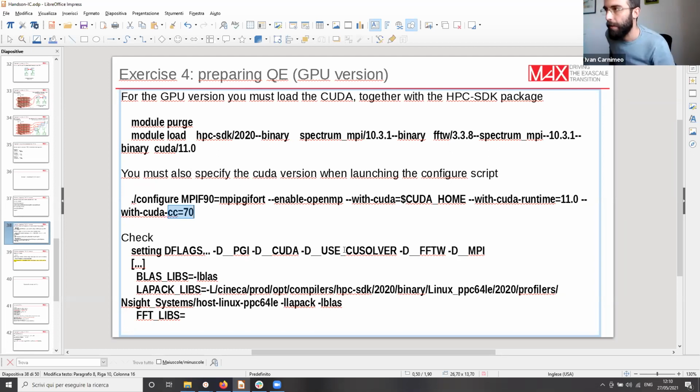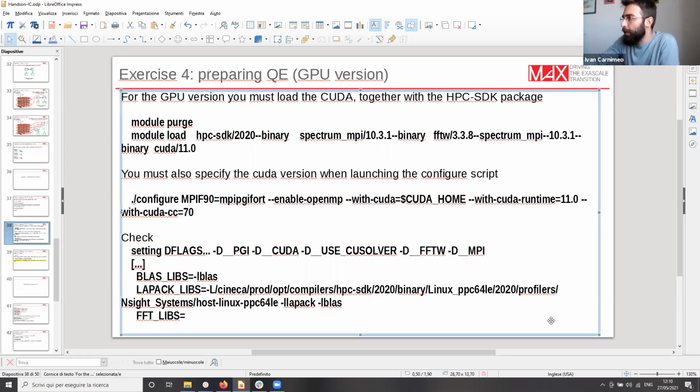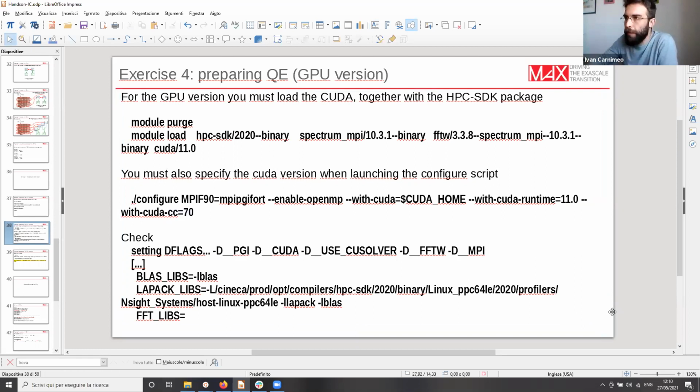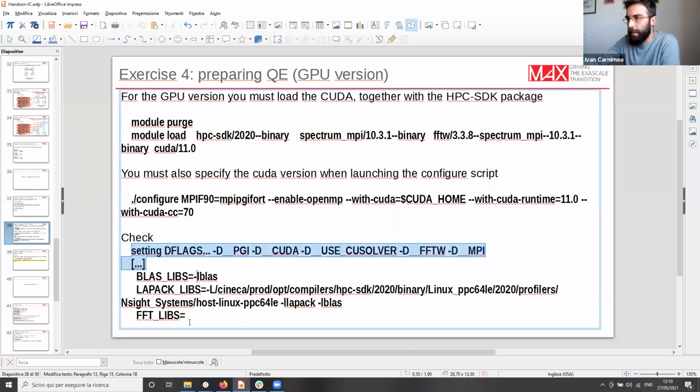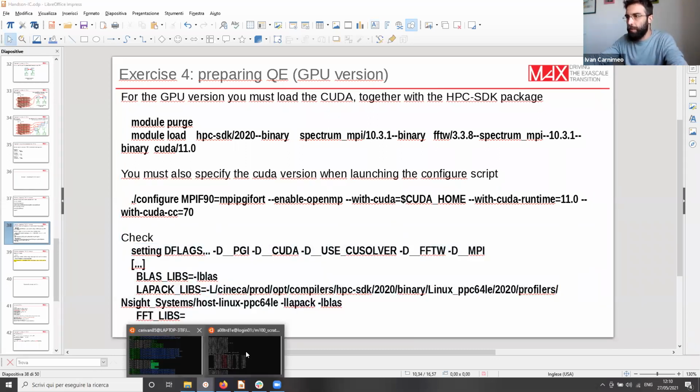So maybe older versions of GPUs might have lower values, 60 for Pascal if I'm not wrong. And in newer versions, I guess they will have a higher compute capability. You run the configure and you check here again that all values have been taken. I can do this now.